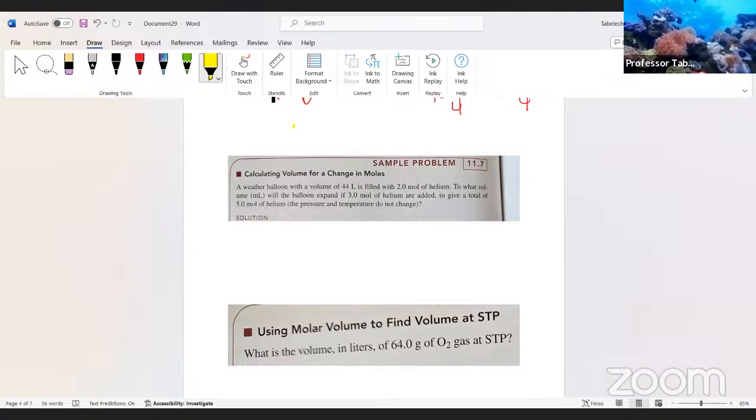So take a look at this next problem. This one deals with Avogadro's gas law. You're dealing with moles and volume. So if you noticed here, you've got several things going on.